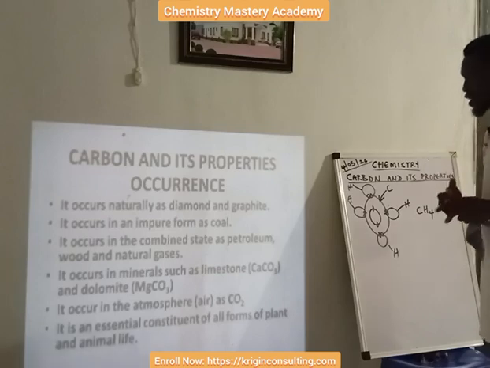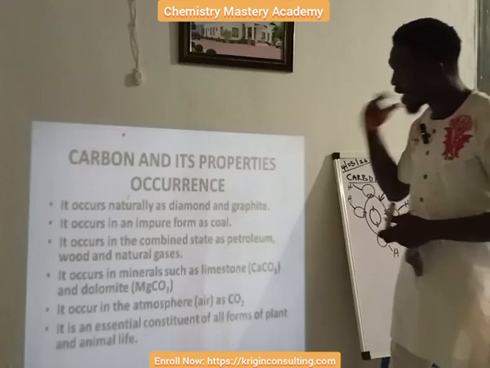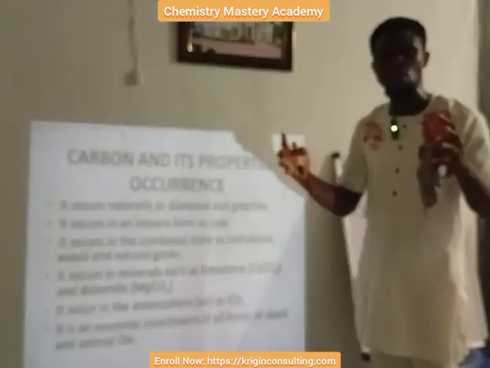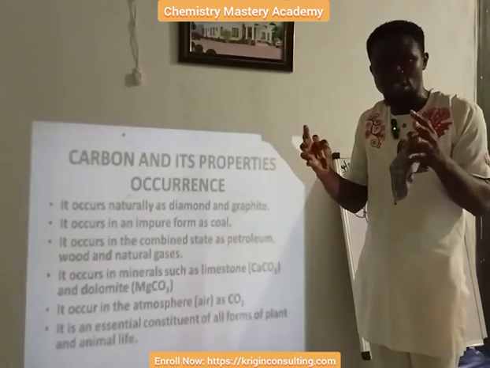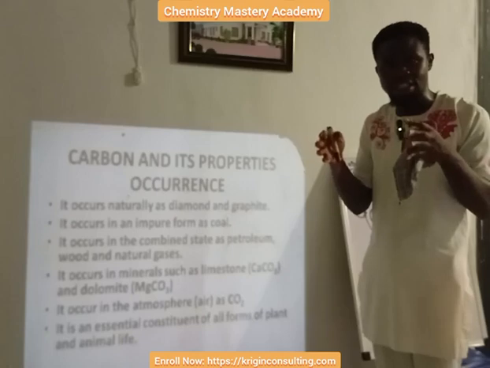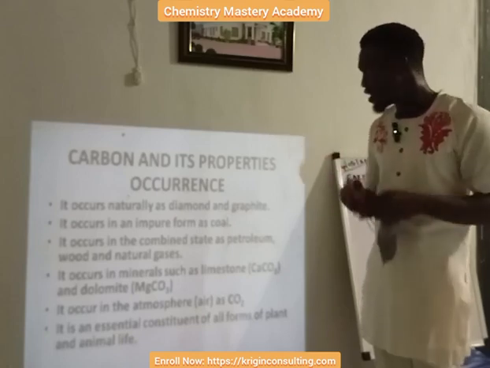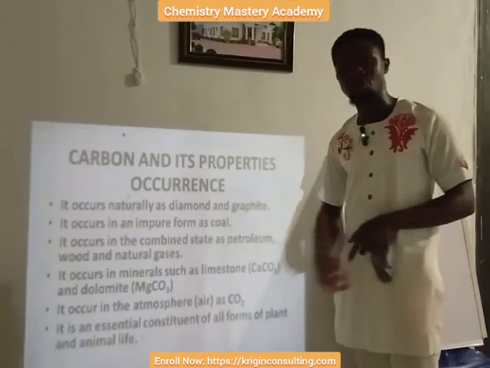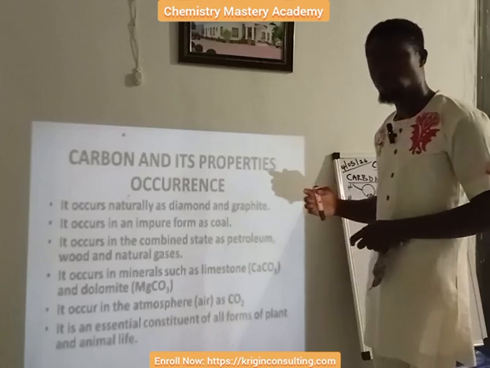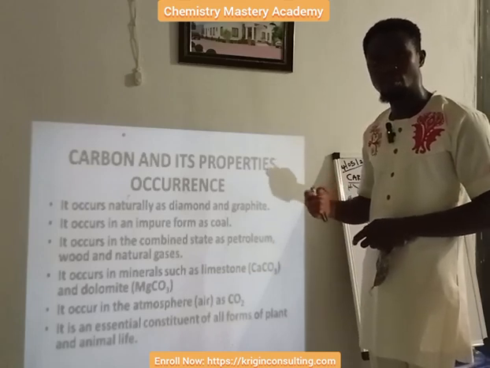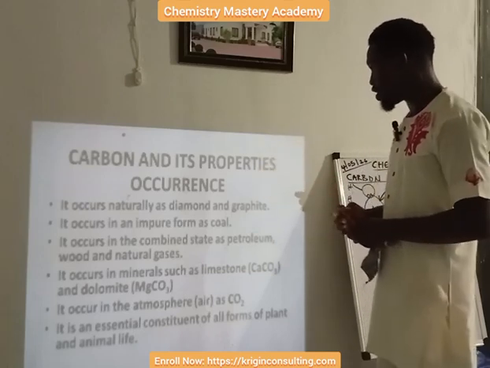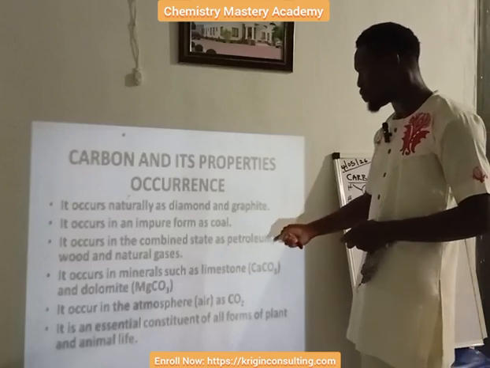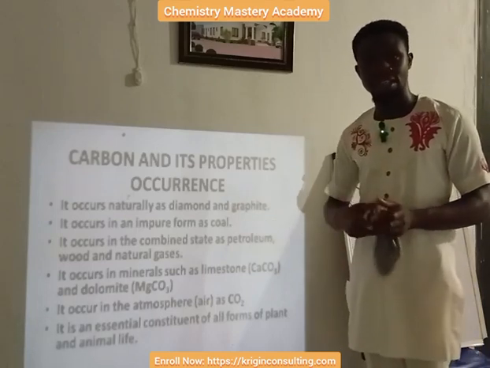Are we following? Then graphite is not as hard as diamond because the carbon atoms that make it up are not so closely packed. So there's some level of spaces that exist between them. Exactly. Then the next property is that it occurs in an impure form as coal. Then next we have that it occurs in the combined state as petroleum, wood, and natural gases.